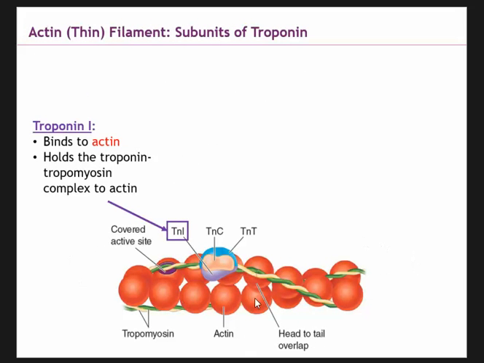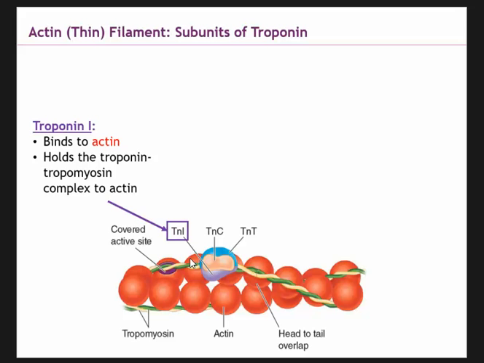So in this picture here, actin is now red, but we get it. It's a strand of proteins that forms this kind of helix. And then we see this unit. This is our troponin, but we have different ones. We have troponin I. What's its main role? Its main role is to bind to actin. It holds tropomyosin to the actin.